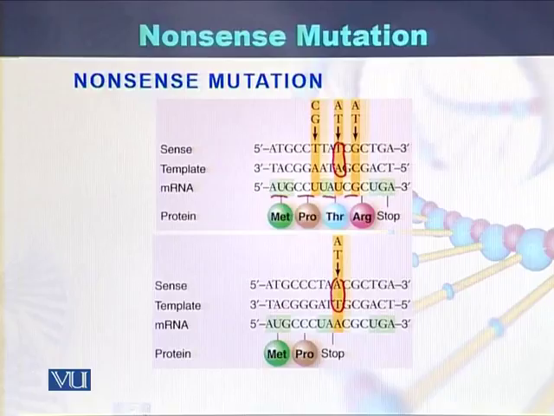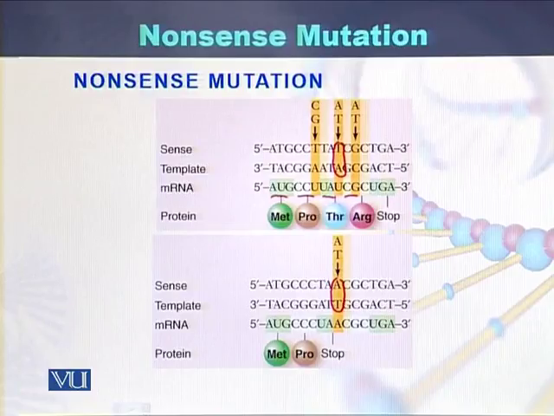Due to this replacement, from TA to AT, the production of the protein stops, because this conversion from the normal DNA sequence into the mutated DNA sequence converts the codon into a stop codon.